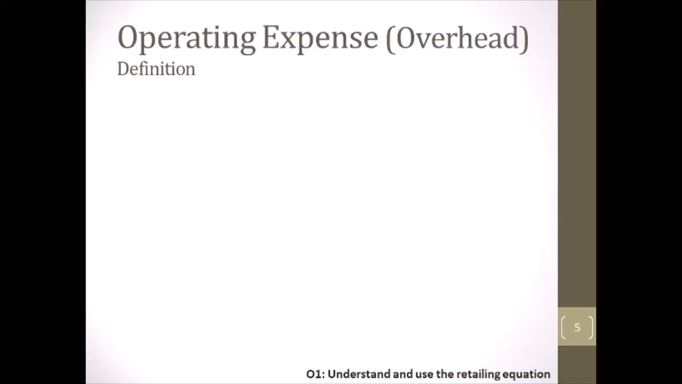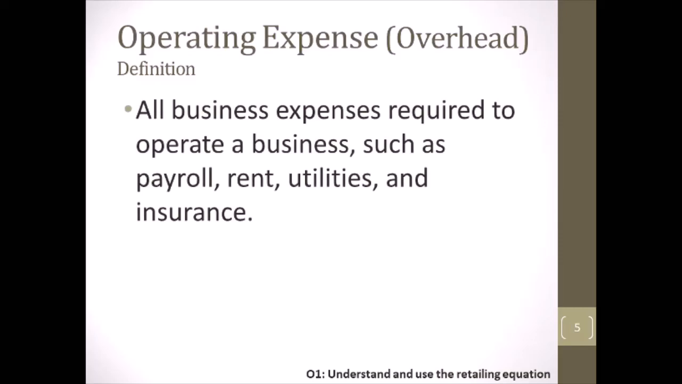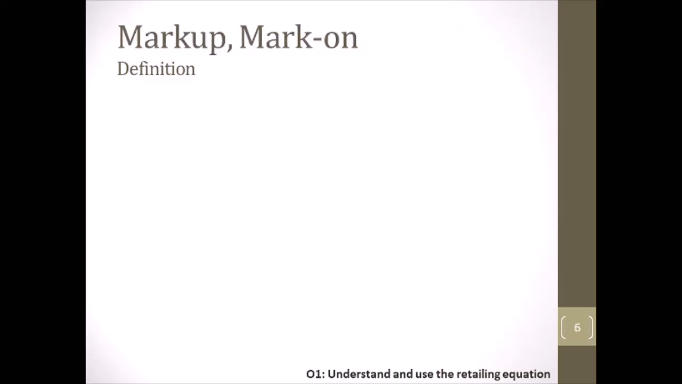Next term, operating expense or overhead. So aside from the ingredients, you will consider other expenses like the ones listed. Payroll for the staff or for the salary of the workforce, rent of the space, utilities like electric, water, or telephone, and insurance.